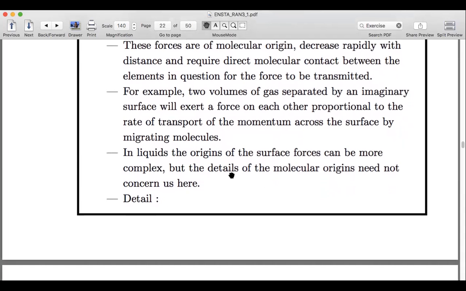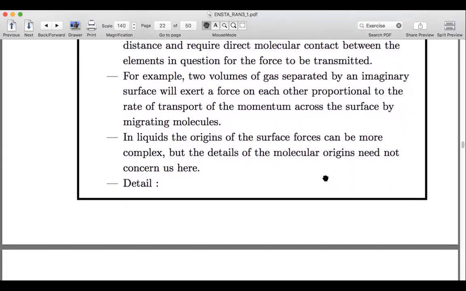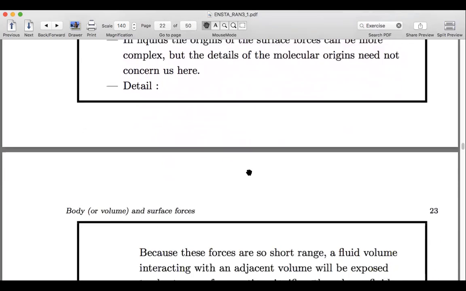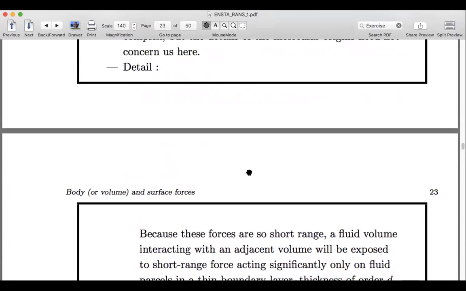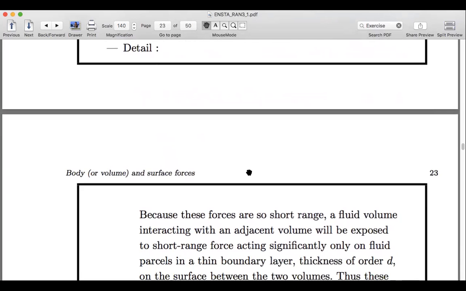Okay, so in liquids, the surface forces can be more complex, but the details don't concern us here because we're doing continuum mechanics. If we were trying to do particle dynamics, we'd have to represent those forces explicitly, but we're going to treat our media as fluids, so continuous media, and approximate these forces as either body forces or surface forces.